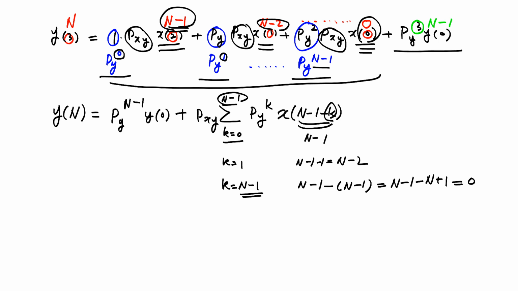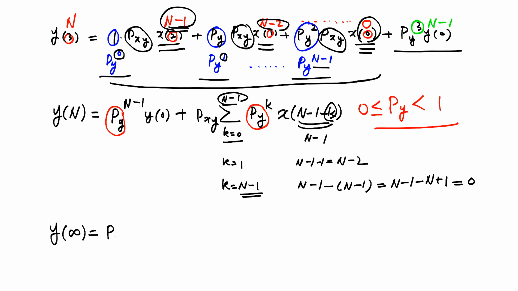And we know that p sub y is less than 1, right? And greater than or equal to 0. Then what is this value? Y of infinity. This is p sub y to the power of infinity of y of 0. And we know that this p sub y is less than 1. So this value will be 0.